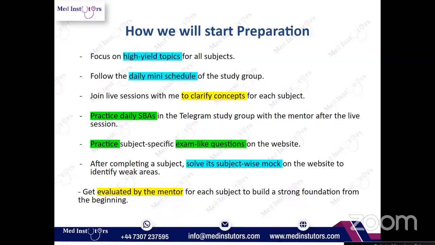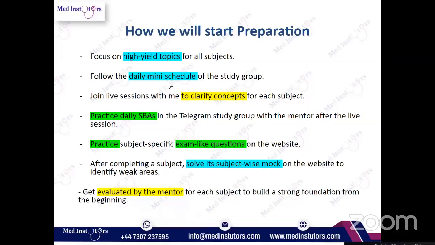This would help to save your time. It would build your confidence, because when you are solving SBAs, and many SBAs come from the important topics, and you are easily solving those questions, it would help to boost your confidence.